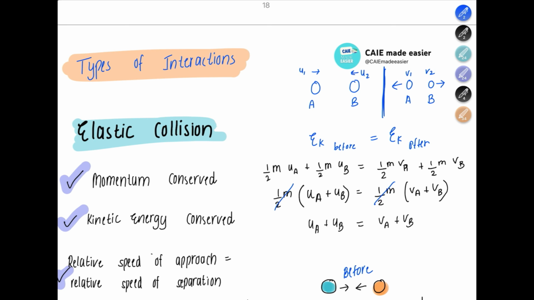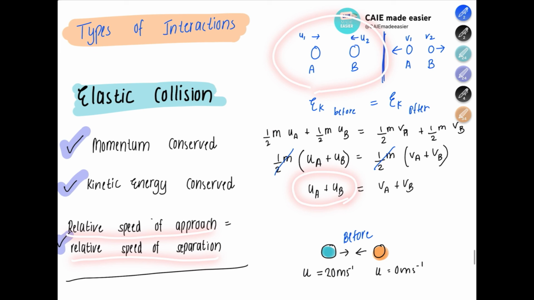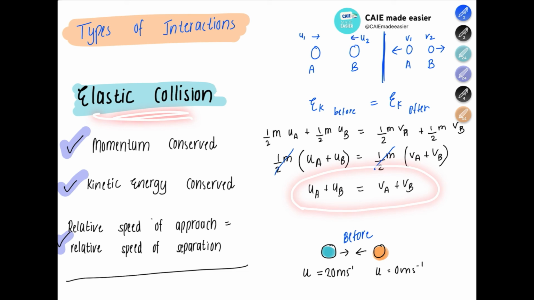So this leads us to our third point, which states that the relative speed of approach, the speed at which both of these objects are approaching each other, equals the relative speed of separation, the speed at which they are separating from each other. Now this is only for elastic collision. This does not hold true for inelastic collision.